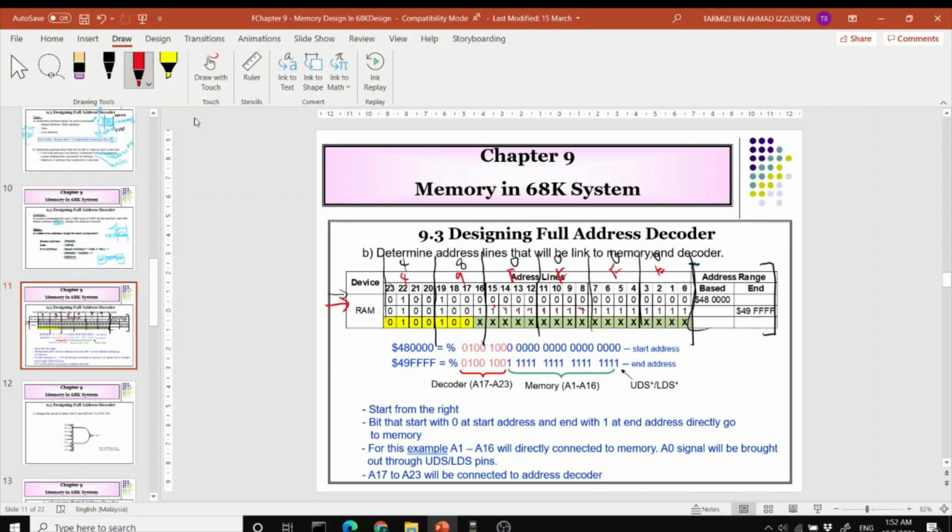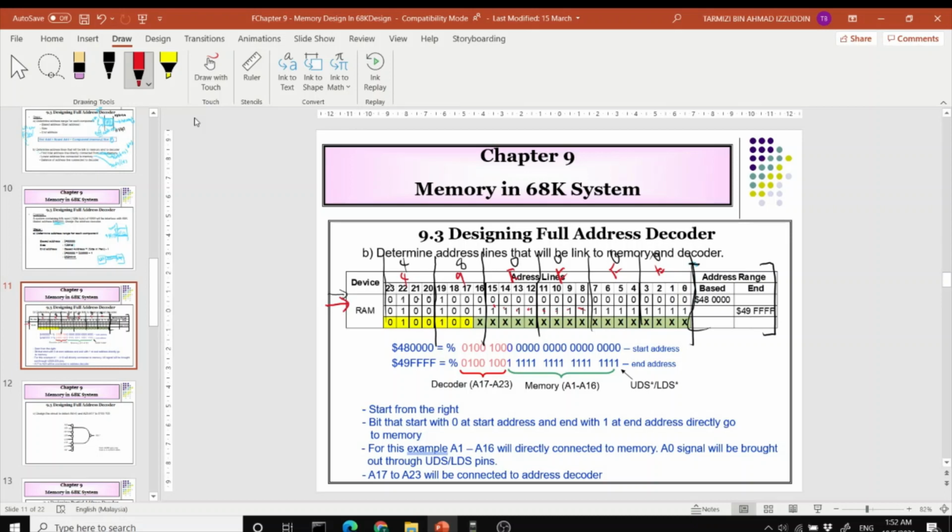Remember to construct this kind of table. Okay, and then lastly, once you have filled in all of this value in binary for the base and the N address, now comes the part where you denote which address is going to go to the address bus and which address you are going to put in the decoder. You're going to be connected to the decoder.